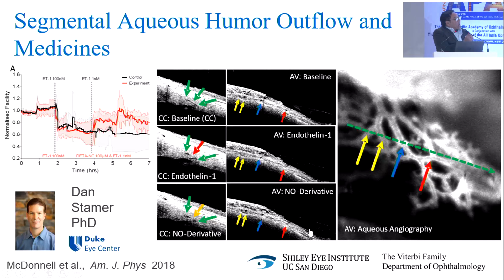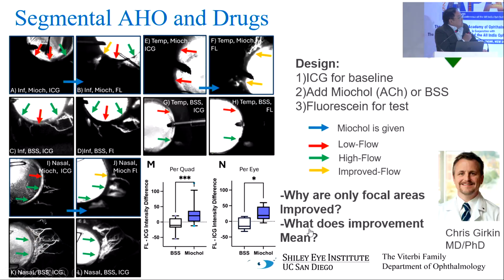Now we can look at what happens structurally. If you perform the angiography on these vessels, you see the aqueous veins. Separately in another location, you can see the collector channel. You put the endothelin vasoconstrictor on, it constricts. You put the nitric oxide derivative back, the vessels open up again. So, this is a tool to study what's going on with drugs. In fact, we took another step further.